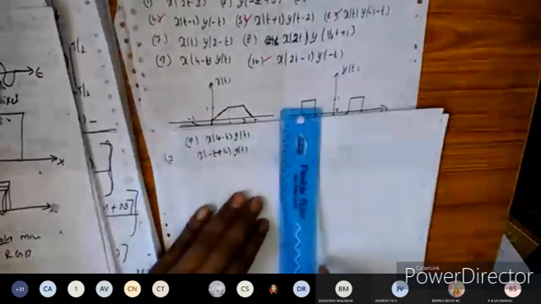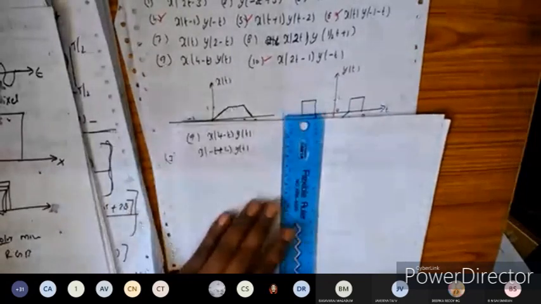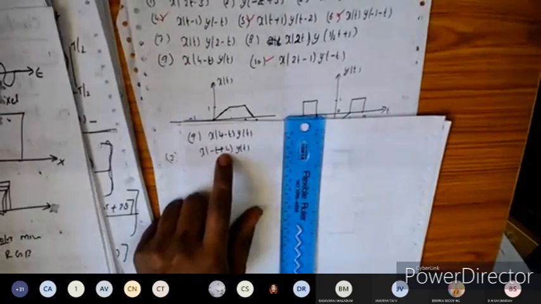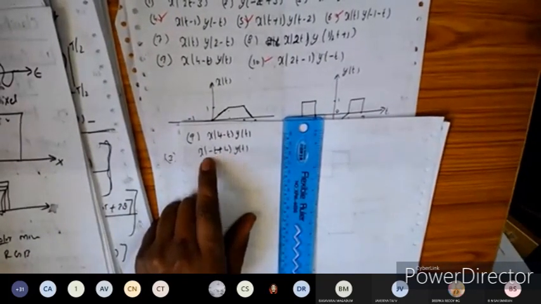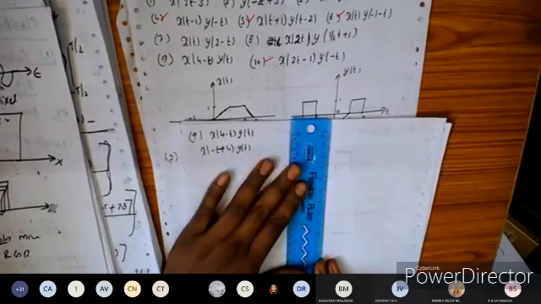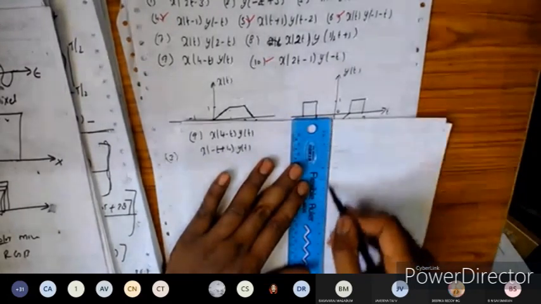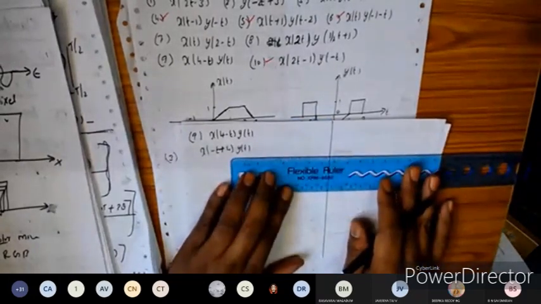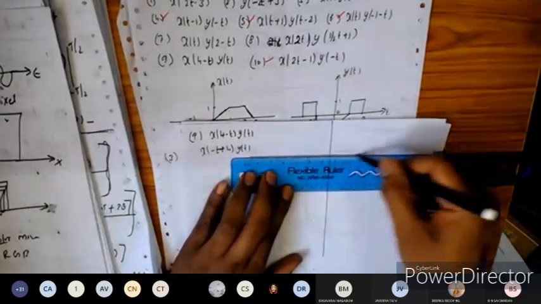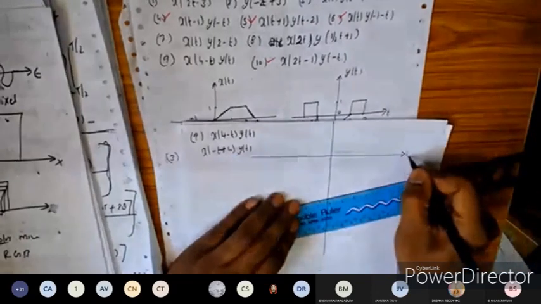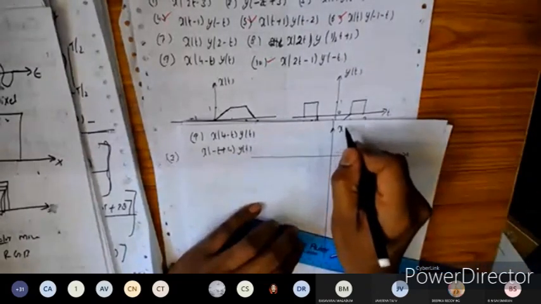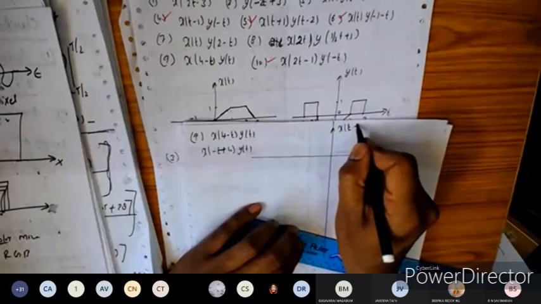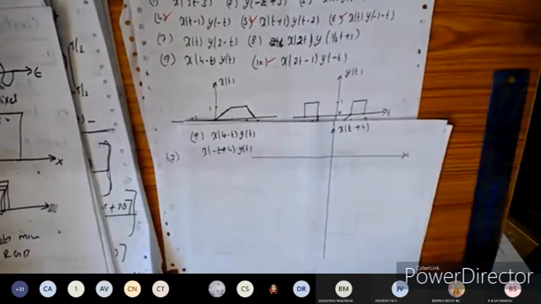Okay, so let us draw the time axis. We need to shift the signal x of t towards the right side by 4 units, then we need to take the reflection. Accordingly, you can draw the origin here. First, let us perform x of t plus 4 here. So we need to shift the signal towards the left side by 4 units.